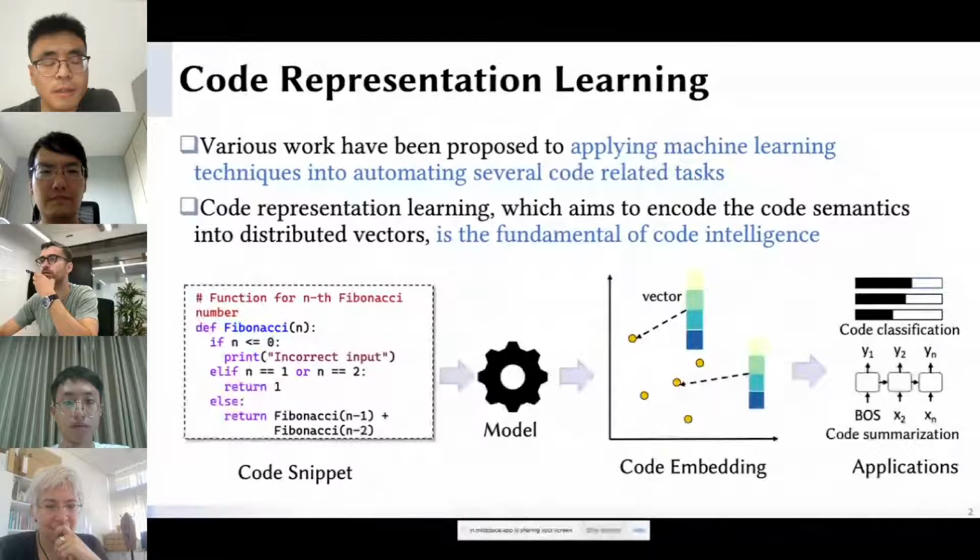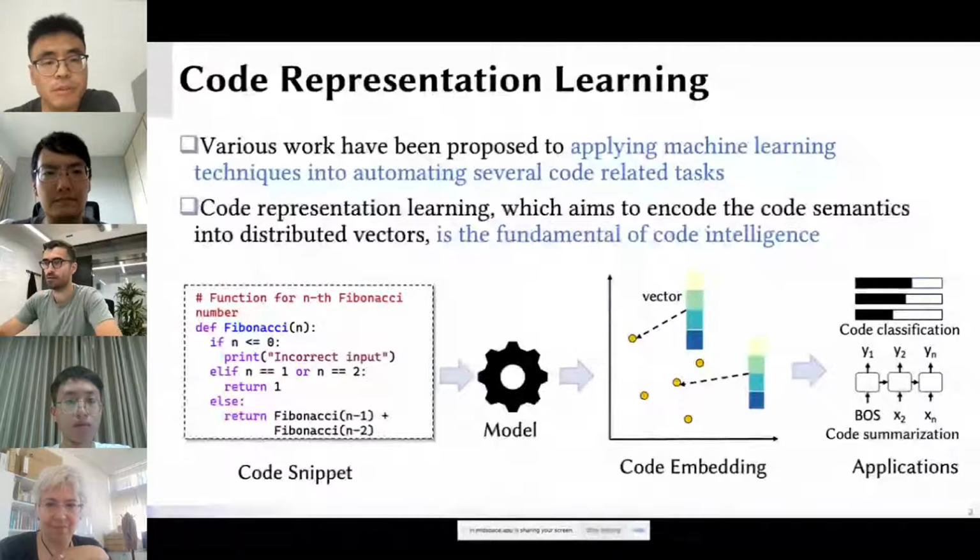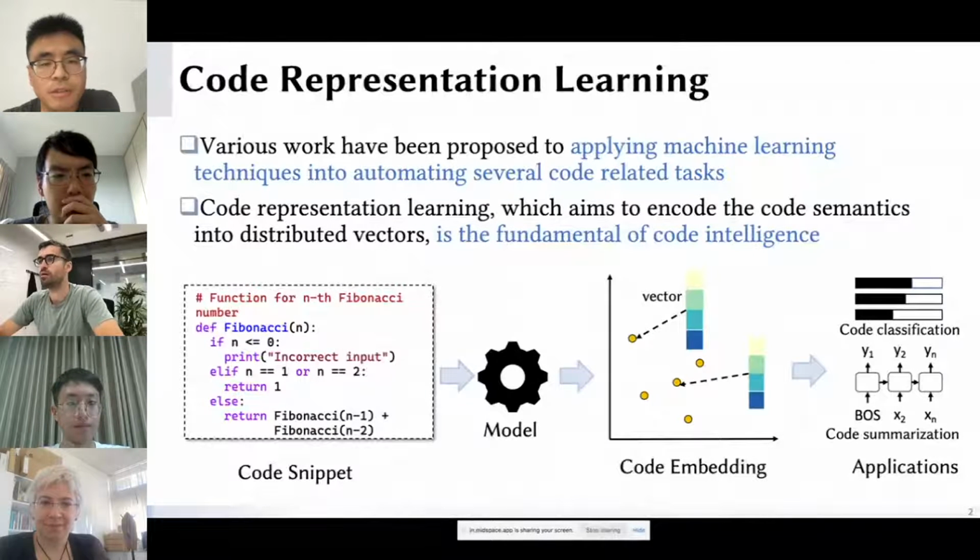With the development of artificial intelligence, various works have been proposed to apply machine learning techniques to automate several code-related tasks, such as code classification and code summarization. In code intelligence, one fundamental task is code representation learning, which aims to encode source code semantics into distributed vectors. The learned code embedding can support various downstream tasks, such as code classification and code summarization.